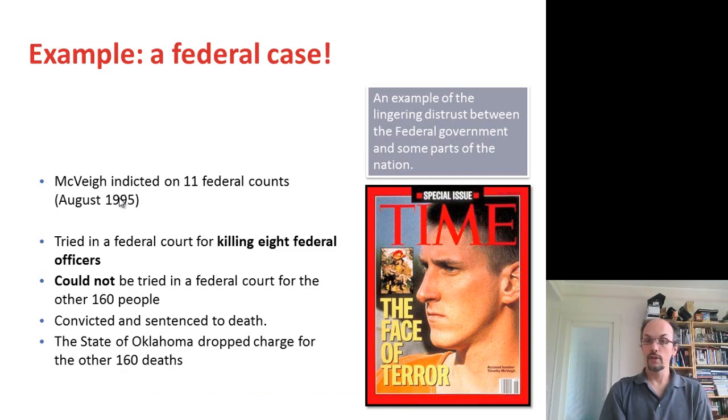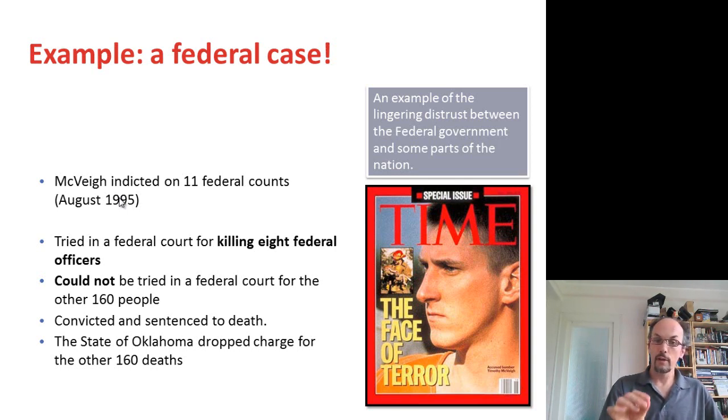Well, he was indicted on 11 federal counts. Why? Because he had killed 8 federal officers. And there were all the other charges, but that was the main charge. He had killed 160 other people, but these people were residents of Oklahoma. So he could not be tried in a federal court for killing these people. He could only be tried for killing 8 federal officers, because that is part of the federal jurisdiction.